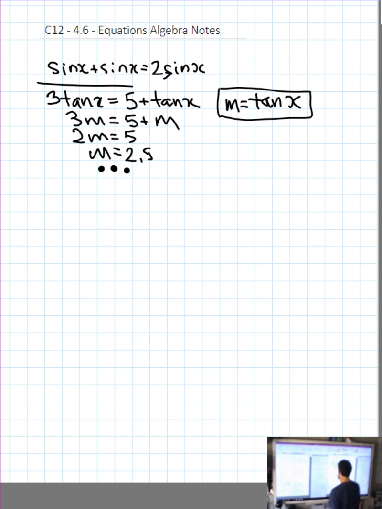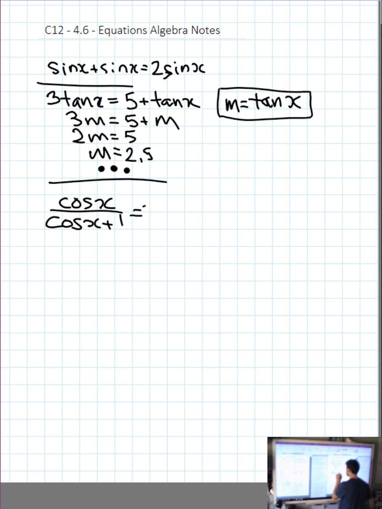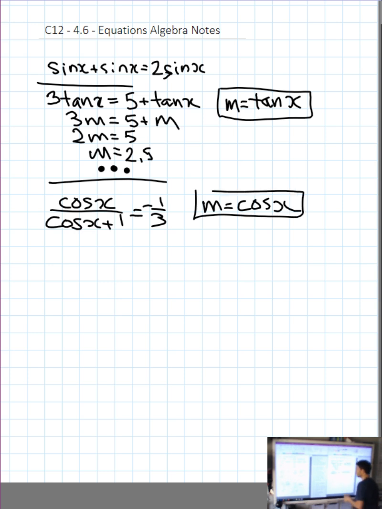Okay, let's take a look at an example down below. Cos x over cos x plus 1 equals negative 1 over 3. Well, that's really weird looking, but what if I decided to make m the funny looking thing, cos x, and make sure I put a box around it? Because I don't want to forget to substitute it back in at the end.